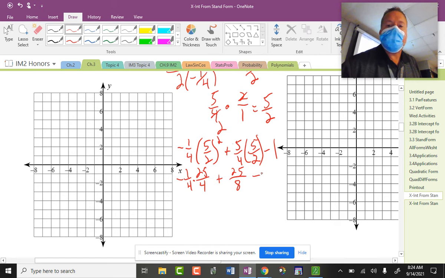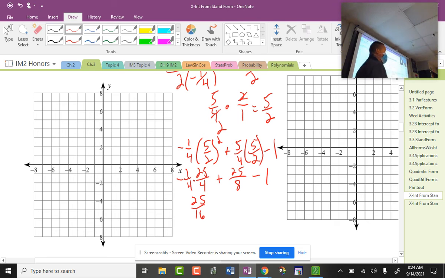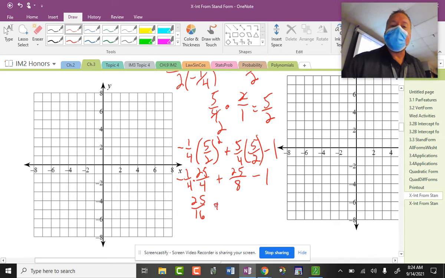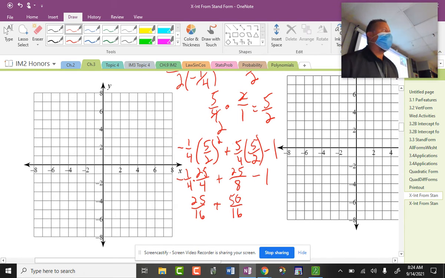25/8, and then we'll just leave this -1. This is unfortunately 25/16. Now watch what I do. That appears to be the common denominator. So I've got to make this a denominator of 16. We need to know how to multiply both top and bottom by 2. Those are some basics of fractions that we need to know. All right, and then what am I going to make 1?